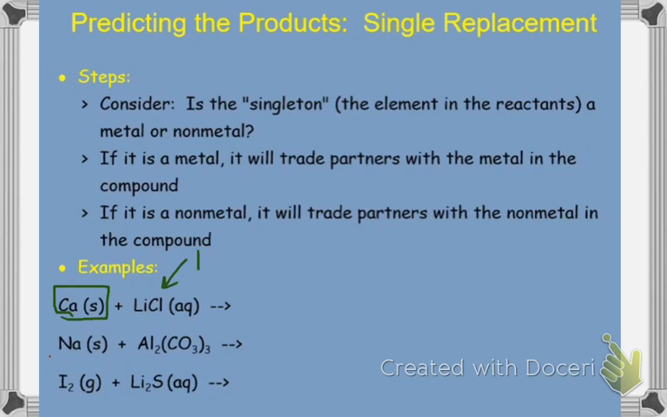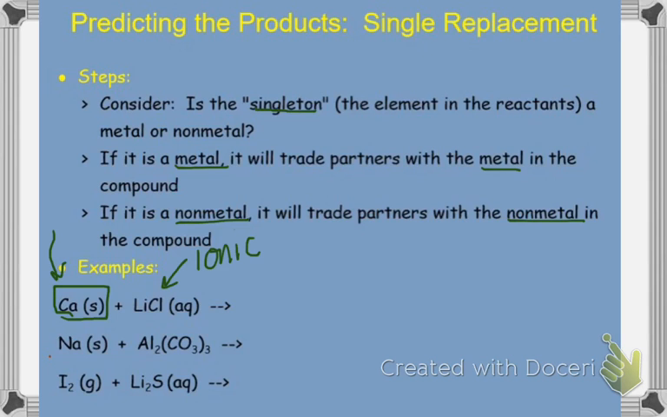Here we have an ionic compound with lithium and chlorine, which would be lithium chloride. We have to decide if the singleton, which is the element in the reactants, so in this case it would be the calcium, is a metal or a non-metal. That helps us decide what it is going to switch with. So if it's a metal, it's going to trade partners with the metal in the compound. If the substance is a non-metal, it will trade partners with the non-metal in the compound.